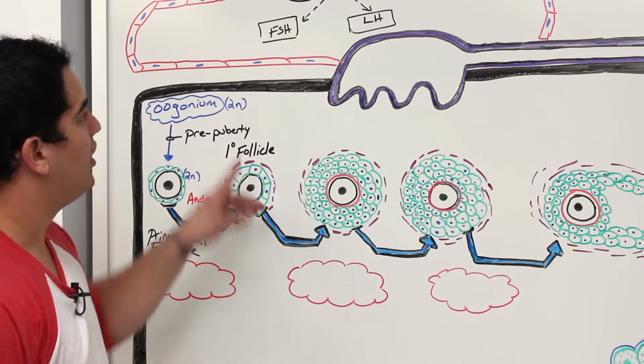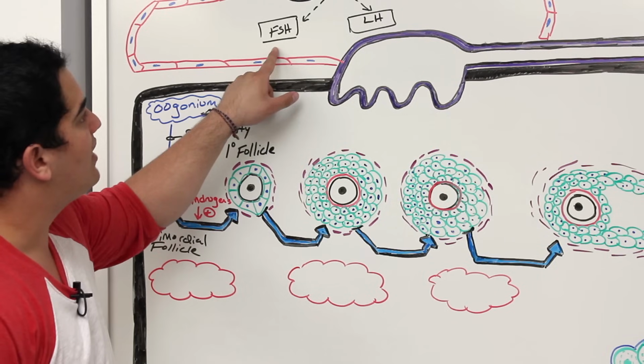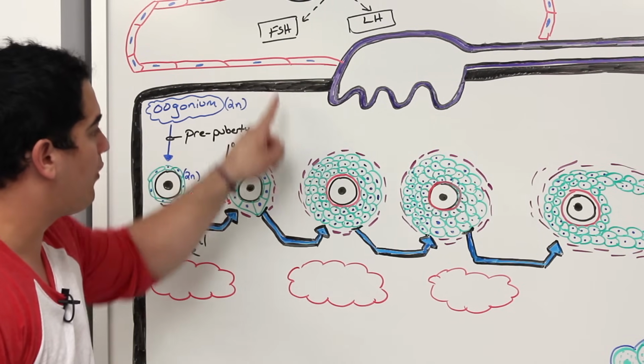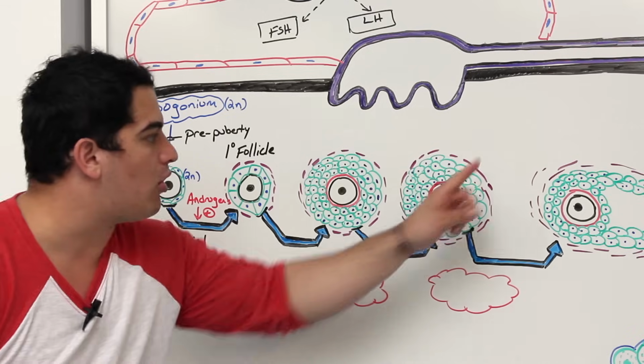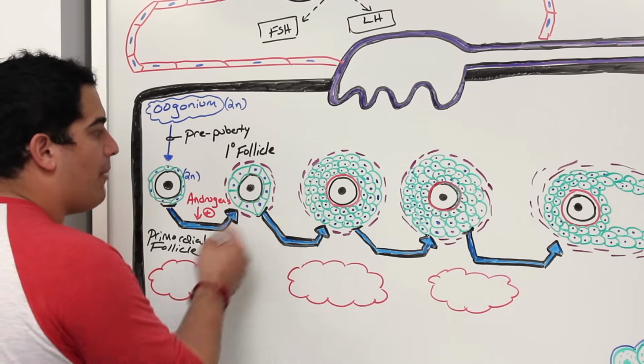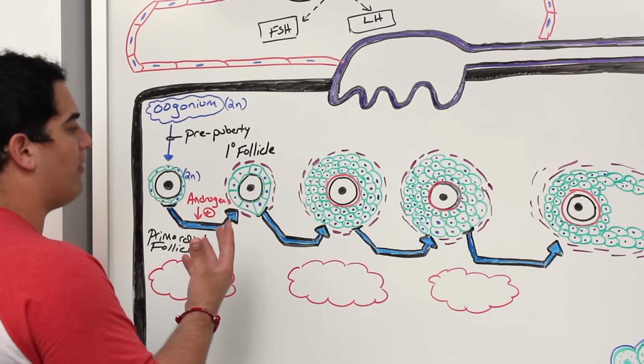What happens is, you see this FSH right here? This FSH is super critical for this step right here, going from this primary to this next one here. Let's actually label all of these. So there, for example, this is a primary follicle. How would you describe a primary follicle?